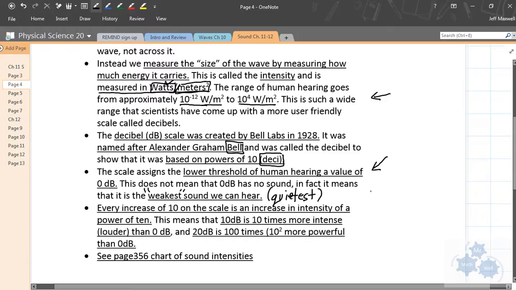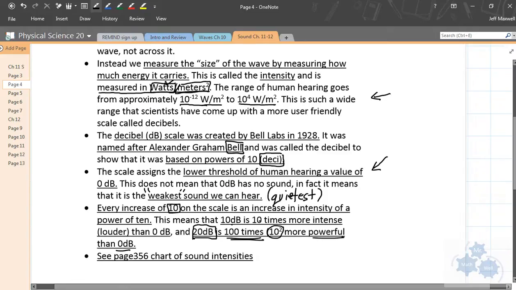So this scale is also set up a little differently. It's set up like this. Every increase of 10 on the decibel scale is an increase in intensity by a power of 10. So this means that 10 decibels is 10 times more intense than 0. 20 dB is 100 times more powerful. So the power of 10. This 0 and 10 is a bit misleading, but 20 dB is actually 100 times, that's 10 to the power of 2, more powerful than 0 dB.